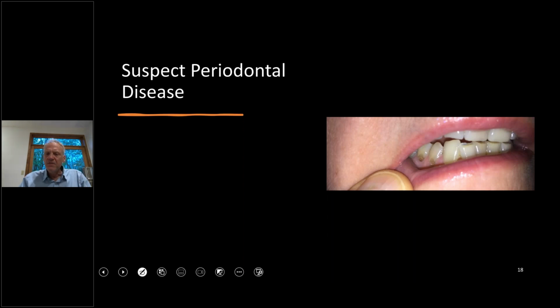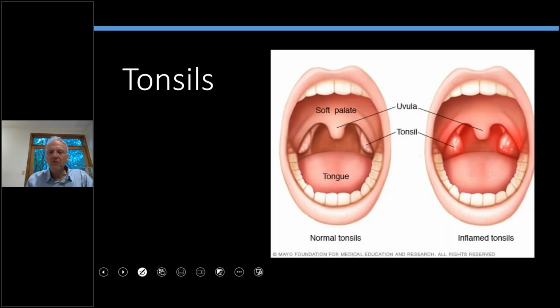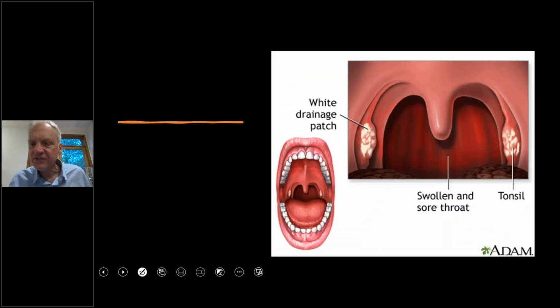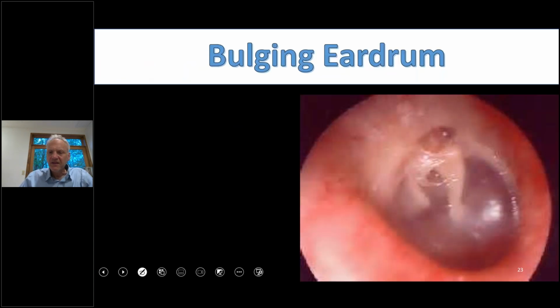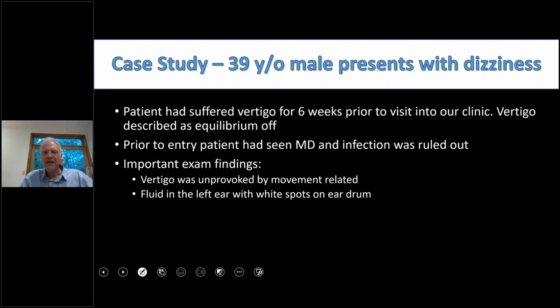All right, so here's just some places, right? So right here, that could be periodontal. See that right there? See how that gum is receded? That could be periodontal. One of the things that you can do, okay, your tonsils, you got white spots. White spots are white blood cells. You look in the ears, if you have bulging, that's fluid in the ears and so on and so forth. Let's go ahead and go through a couple of case studies, okay?